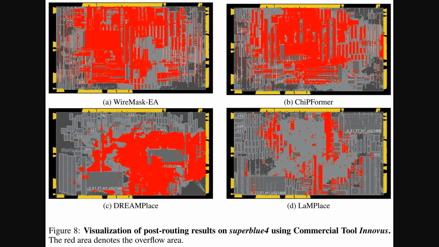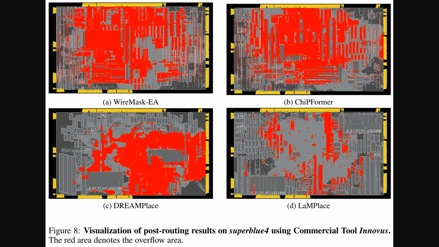Following that detailed placement process, this next figure gives us a visual comparison of the final chip layouts. We're looking at post-routing results. That's after all the wires are laid out for a specific benchmark, comparing wire mask EA, ChipFormer, DreamPlace, and LaMPlace. The red areas you see highlight overflow areas.